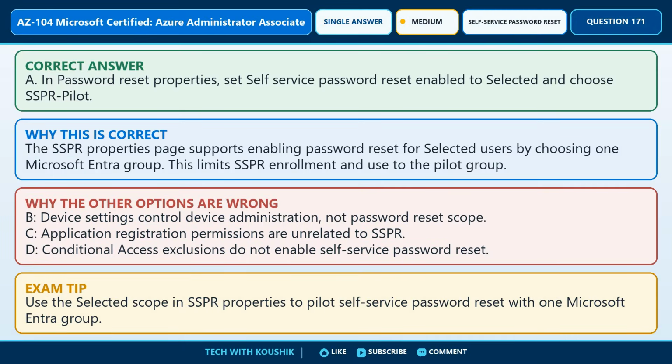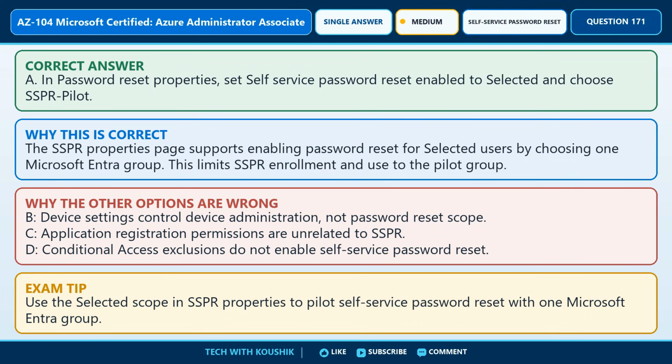The required response is option A. In Password Reset Properties, set Self-Service Password Reset enabled to selected and choose SSPR Pilot. This is correct because the SSPR Properties page supports enabling password reset for selected users by choosing one Microsoft Entra group. This limits SSPR enrollment and use to the pilot group.